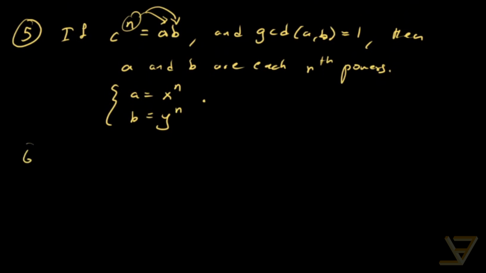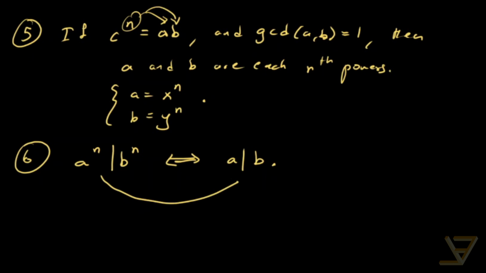And finally we have the sixth power divisibility lemma, which says that a to the n divides b to the n if and only if a divides b. So we can either go from nth powers to just a and b, or we can go from a and b to nth powers.